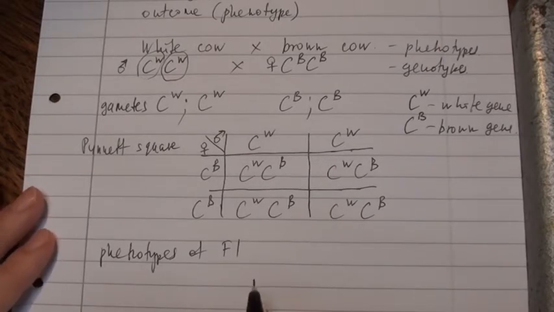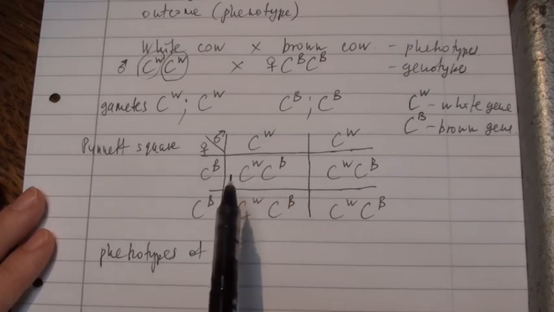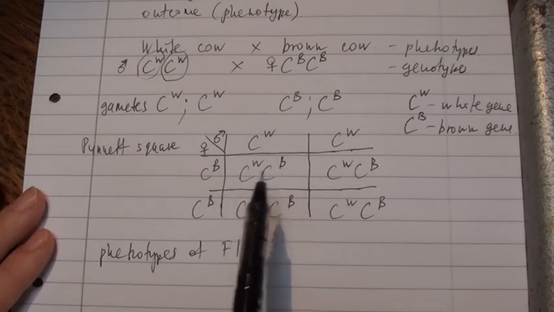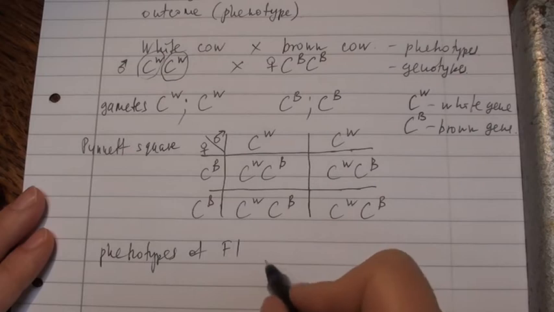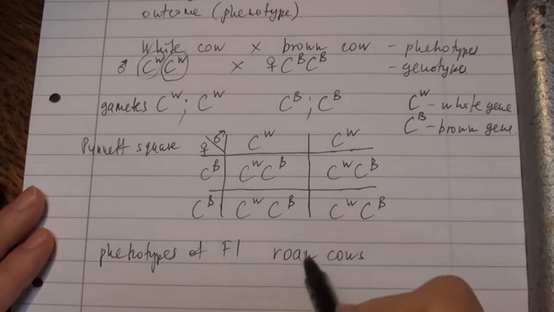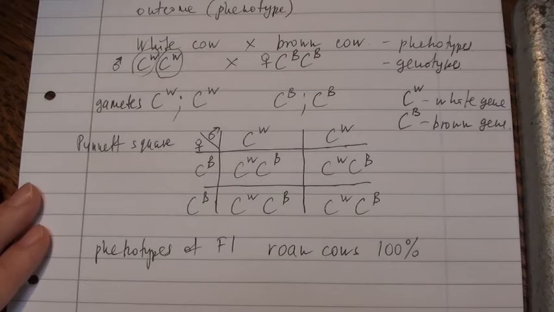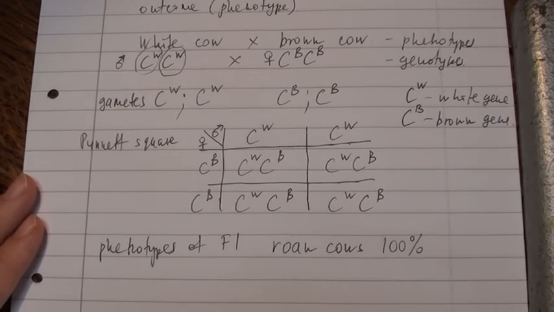So here is where codominance comes into play. Instead of, say, brown being dominant and overpowering white, or white being dominant and overpowering brown, they're both going to contribute equally to the outcome, and that's why we call it codominance. So actually those cows are going to be something called roan cows, right? So you'll have 100% roan cows, so no white or brown cows in the first generation at all.